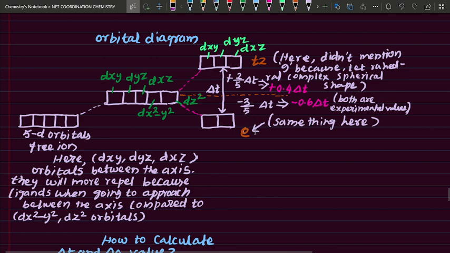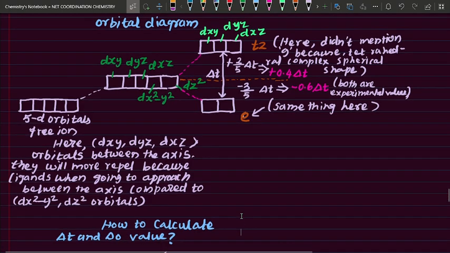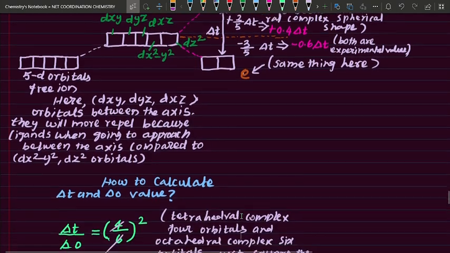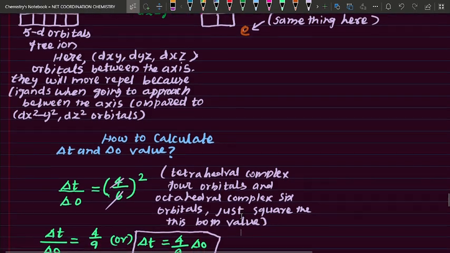Same thing here. Here see the value minus 3 by 5 delta T, it gives minus 0.6 delta T. These both are experimental values. Let's see below how to calculate the delta T and delta O values.